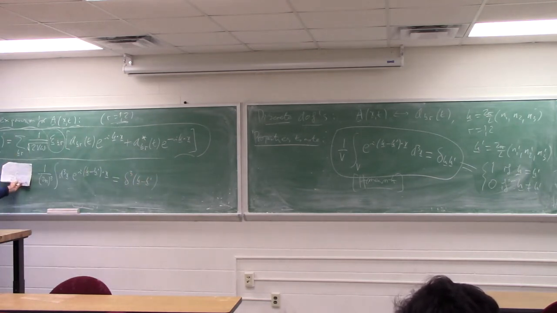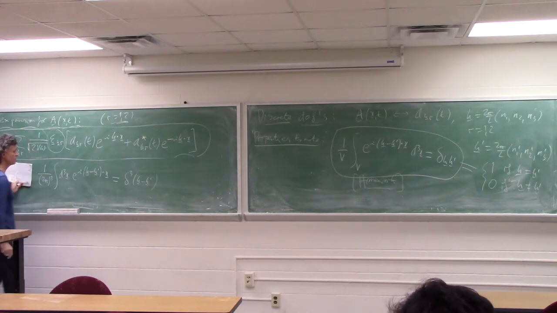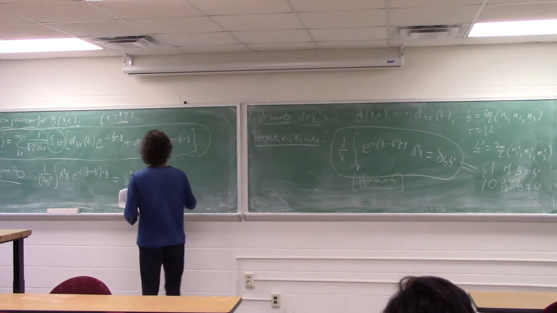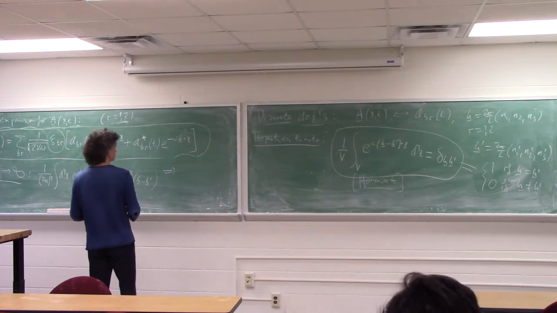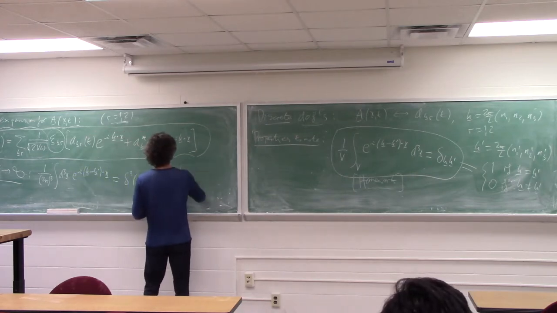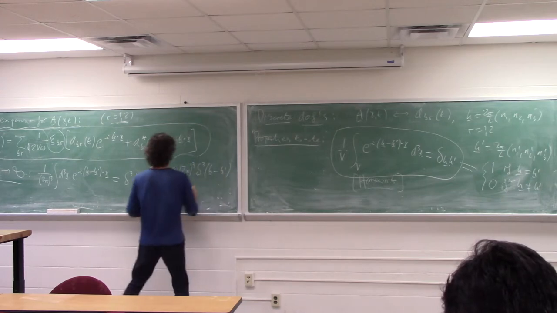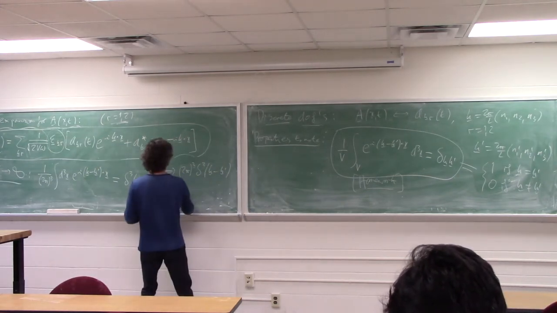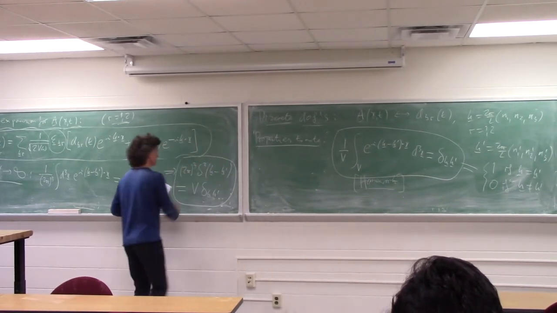Dirac delta function. If k is equal to k prime, this is infinite. If k is not equal to k prime, this is zero. This is the three-dimensional Dirac delta function. I assume we've met this before. If we now look at our expression here, what does this imply? It tells us that we could write it like this: 2 pi cubed times the Dirac delta function is equal to this integral, which is equal to V times delta k k prime.